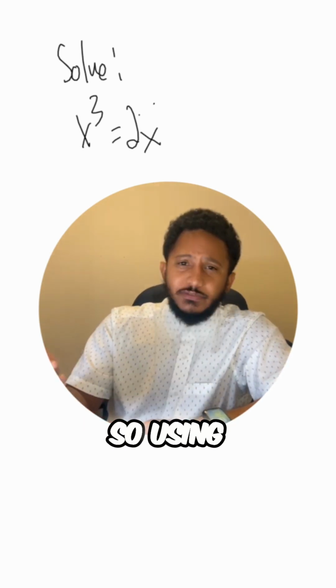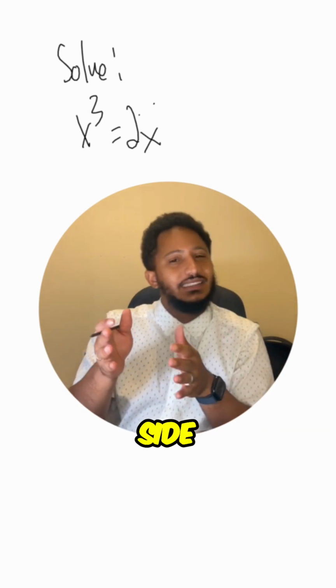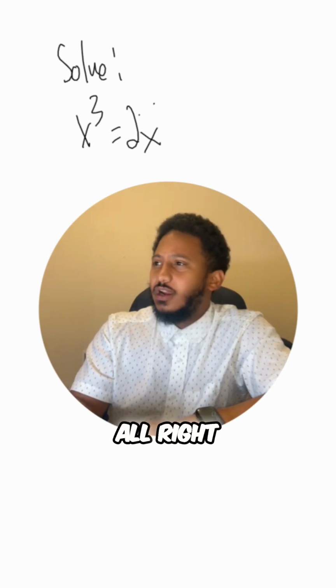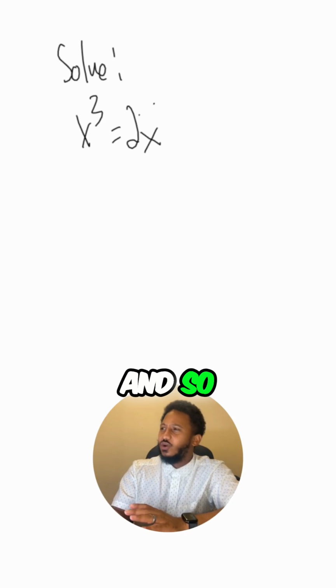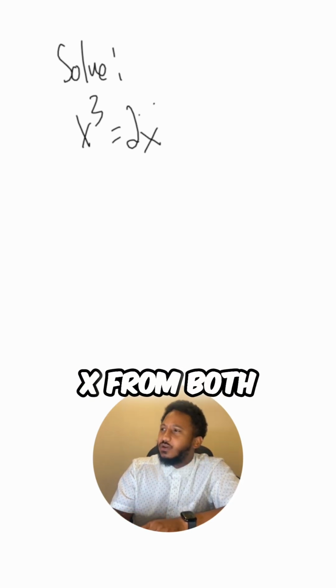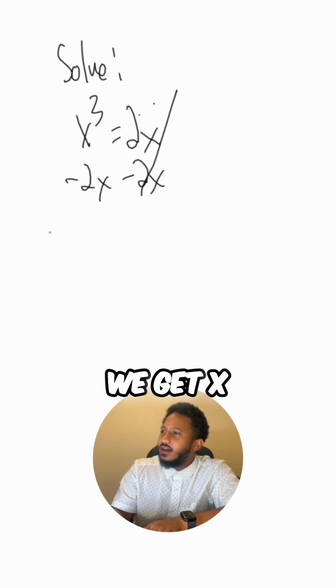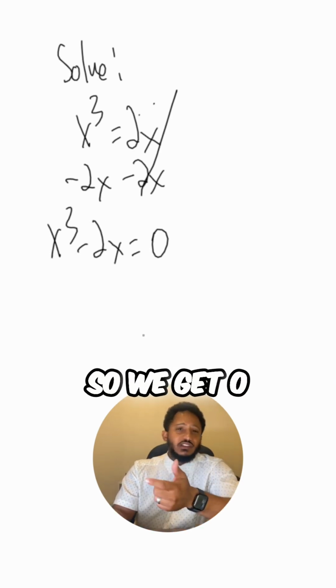Okay, so in using factoring, usually we try to get 0 on one side, then factor the other side, set each factor equal to 0, and solve from there. Okay, and again, this is checkable. All right, so how do we get 0 on one side? Well, first, we don't want to get rid of x's, and so getting 0 on one side, we would subtract 2x from both sides. Okay, so subtracting 2x from both sides, we get x cubed minus 2x equals 0. Okay, so we get 0 on one side.